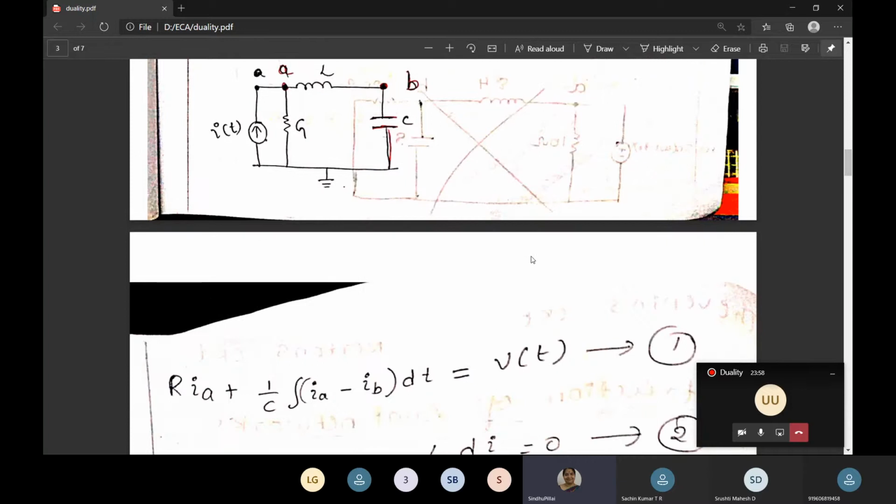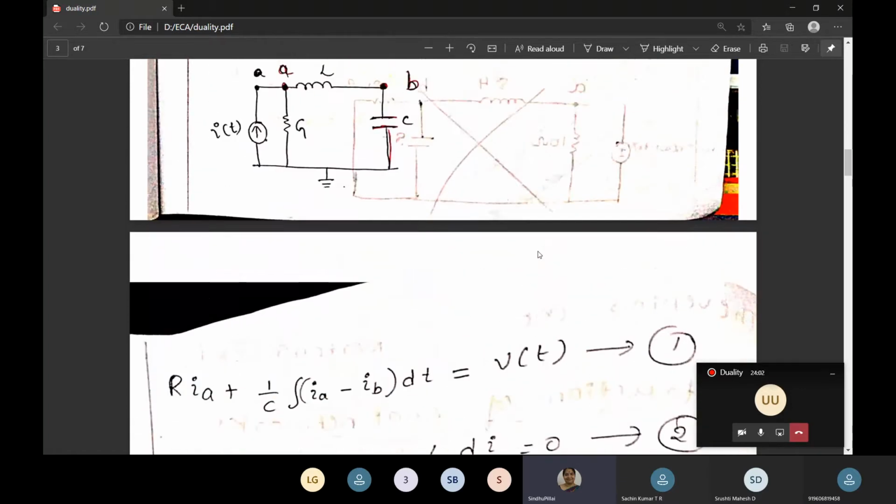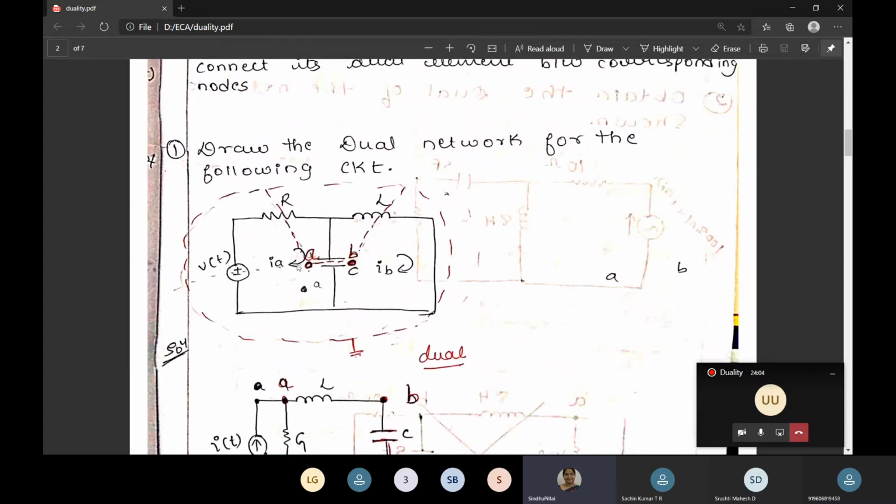One more, then just write the equation. So what will be the first equation here? R into IA. There are two loops, and the currents we are assuming are IA and IB. Okay, loop currents are IA and IB. So R into IA, plus 1 by C integration of IA minus IB is equal to V of T.